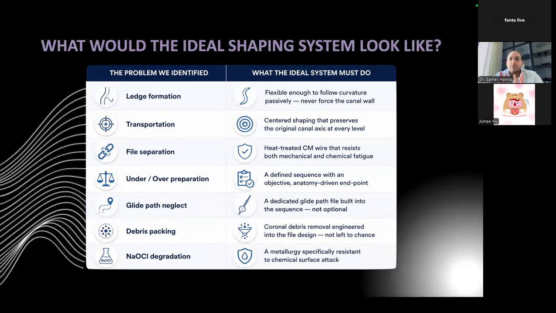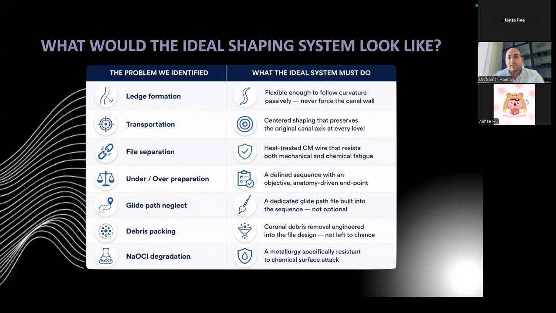Here, I just wanted to summarize for you the problems and, if we have an ideal rotary system, what we could expect in order to overcome those problems. So for ledge formation, we need a system that is flexible enough to follow the curvatures passively and never force the canal wall. In order to prevent canal transportation, we need a file that has good center shaping and canal centering ability that preserves the original canal axis at every level of the tooth, from apical to coronal.